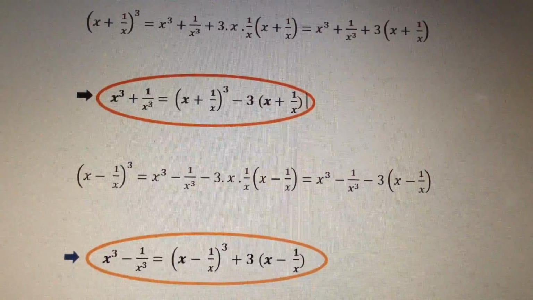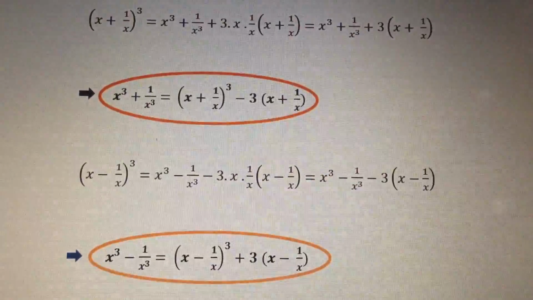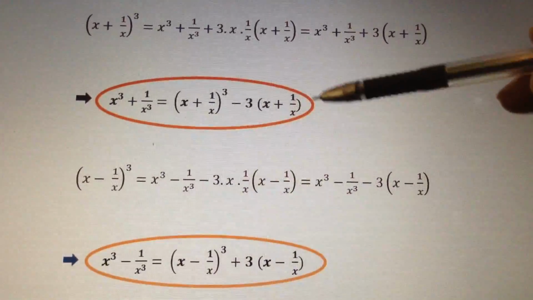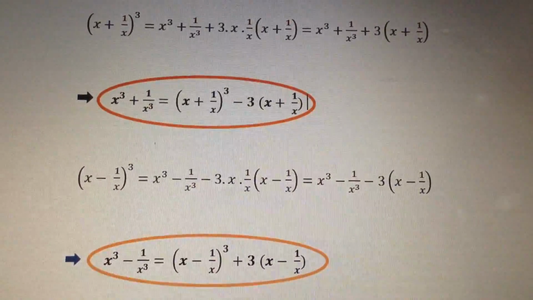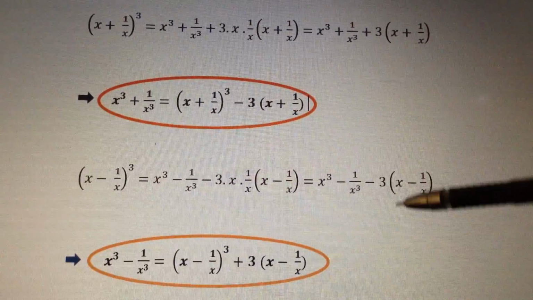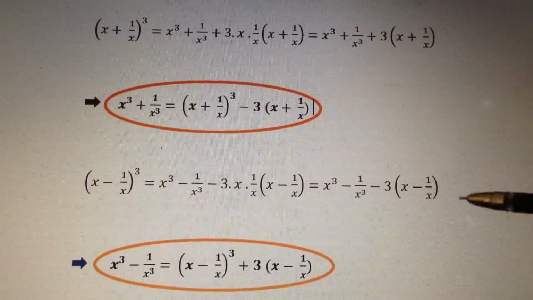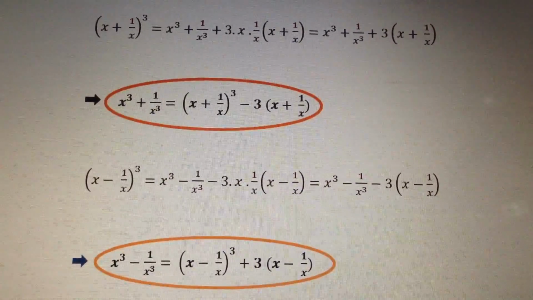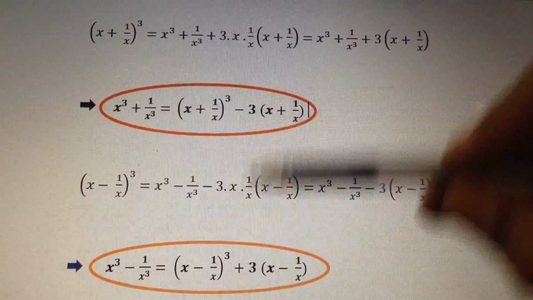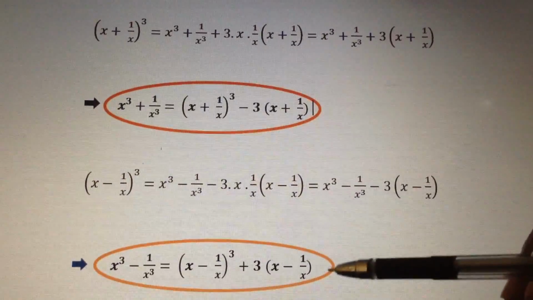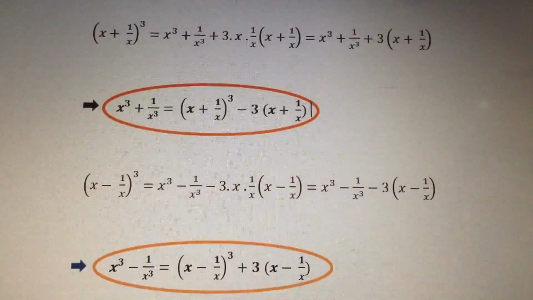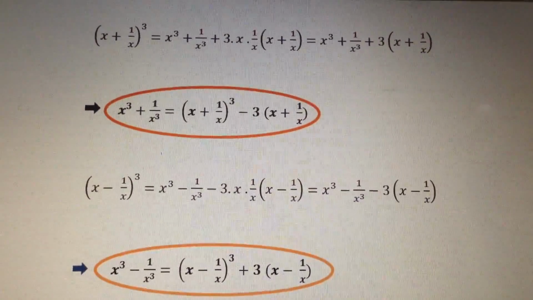Similarly, x minus 1 by x whole cube is equal to x cube minus 1 by x cube minus 3 into x into 1 by x into x minus 1 by x, which is equal to x cube minus 1 by x cube minus 3 into x minus 1 by x. This can be written as x cube minus 1 by x cube is equal to x minus 1 by x whole cube plus 3 into x minus 1 by x. So let us remember these four identities which are useful in solving the questions.